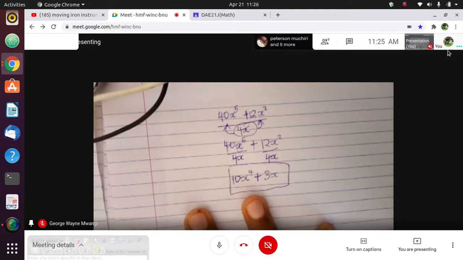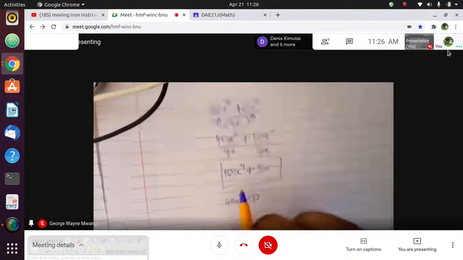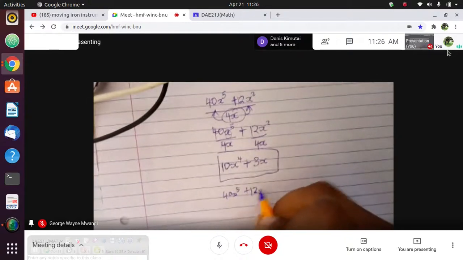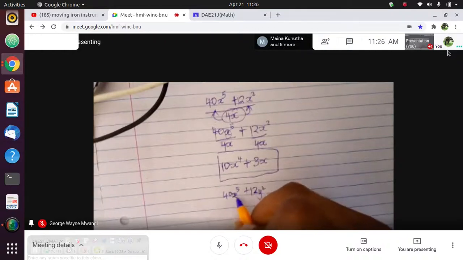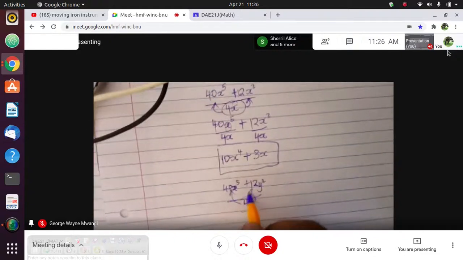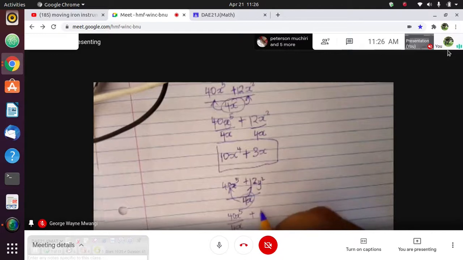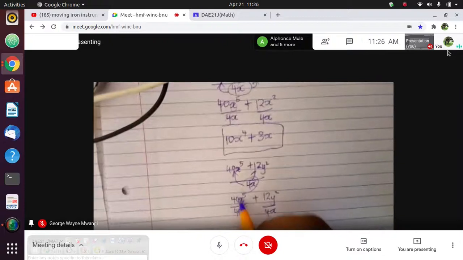And if it is, for example, 40x raised to power 5 plus 12y squared over 4x. Now remember, this 4x is dividing each of these values. So when you split it, 40x raised to power 5 over 4x plus 12y squared over 4x. Now these variables are the same, so it is possible to simplify them. So itakuwa ni 10x raised to power 4.